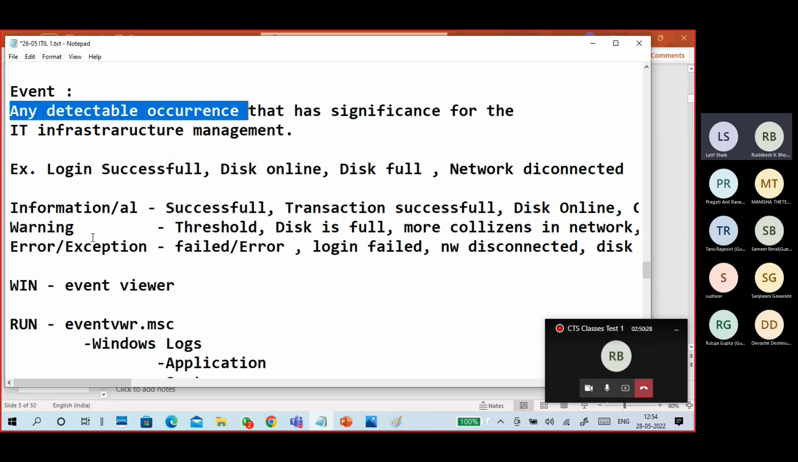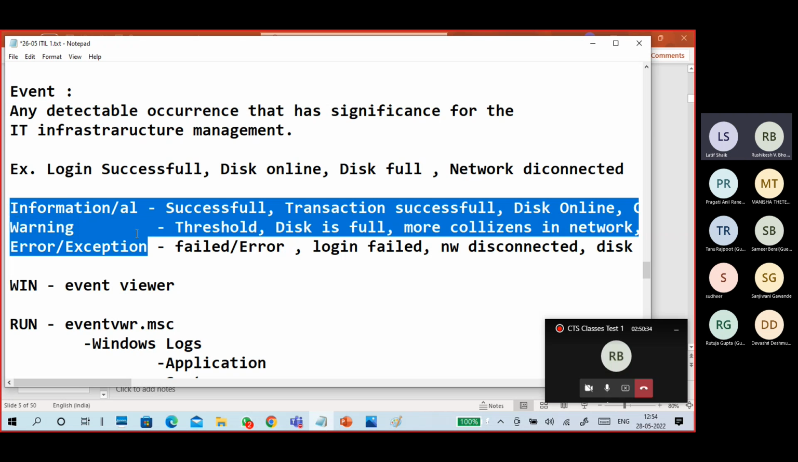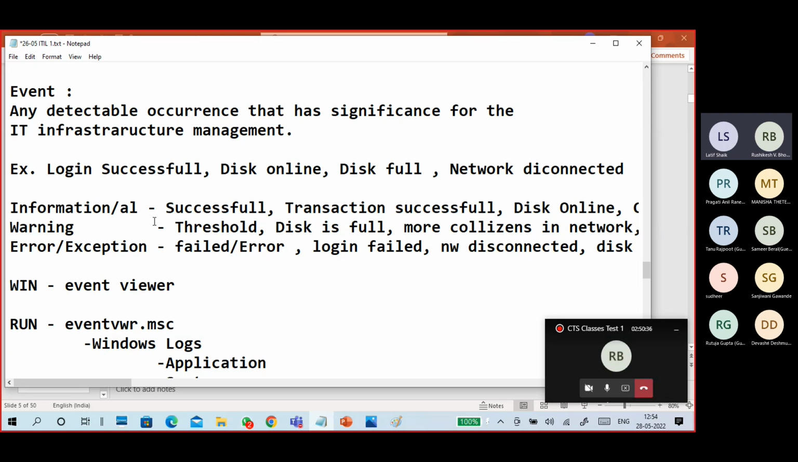Auditing, these all come under logs, but not events. Events are limited. Any successful normal event, like if something is okay, this is connected, like that, comes under the informational type. Backup successful, transaction successful, file sent successfully, email received, these are all informational.